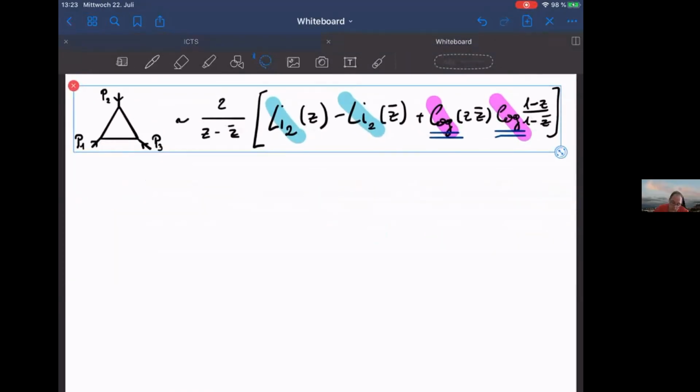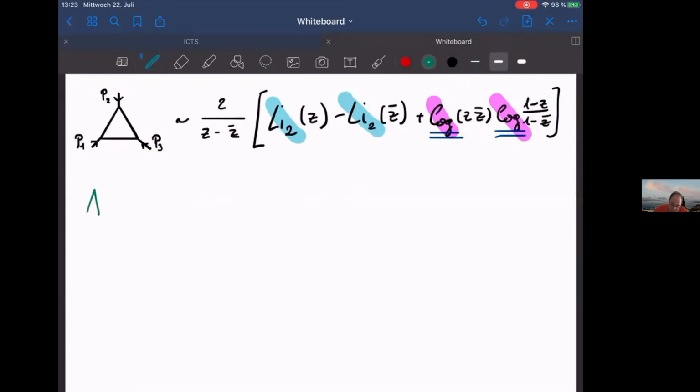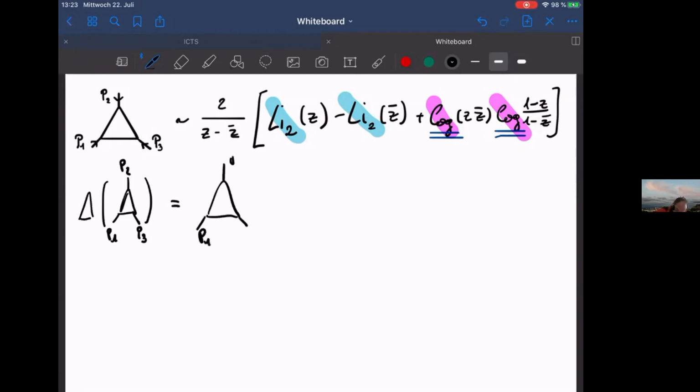So what would happen if you go and compute the coaction of this? Yeah, that's what you want to do, right? What you actually get, and that's very interesting, is the following. Here you have P1, P2, P3 as external legs. You get one term that looks like this. But here you have to cut. And then you have three more terms.